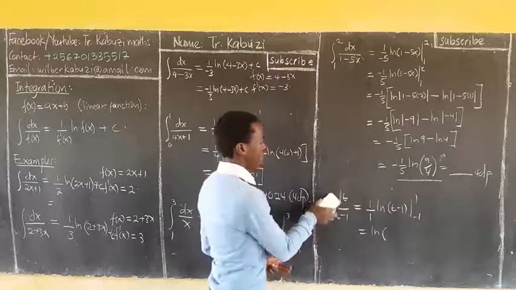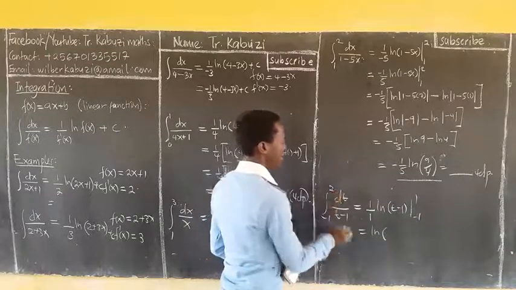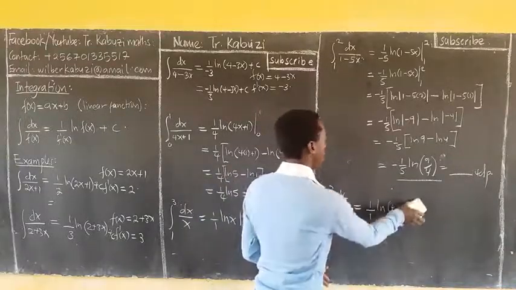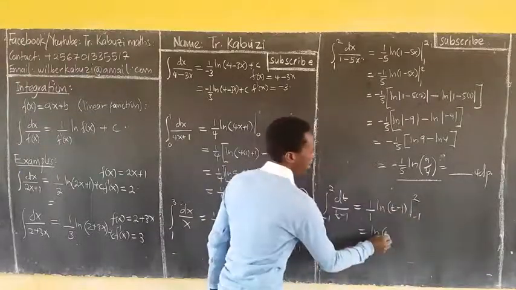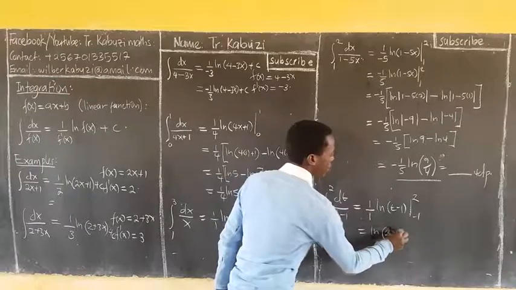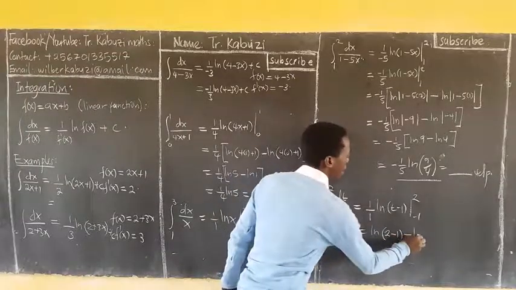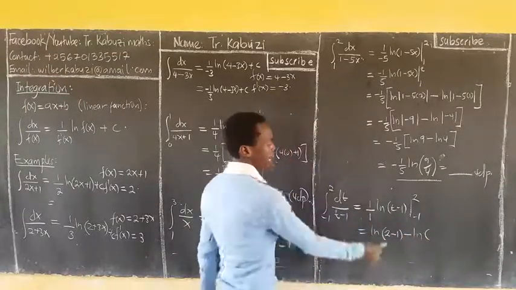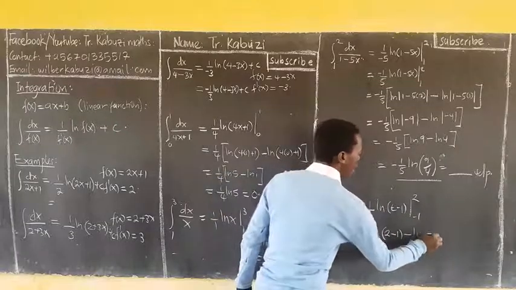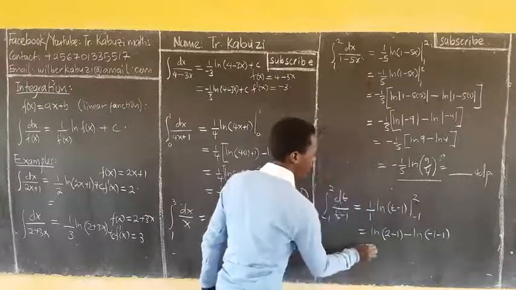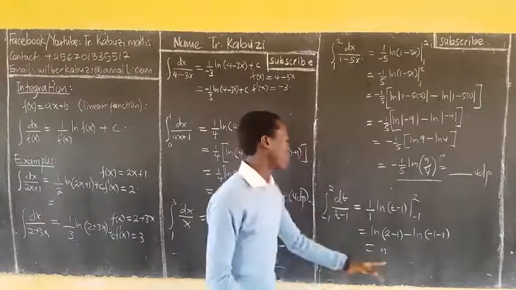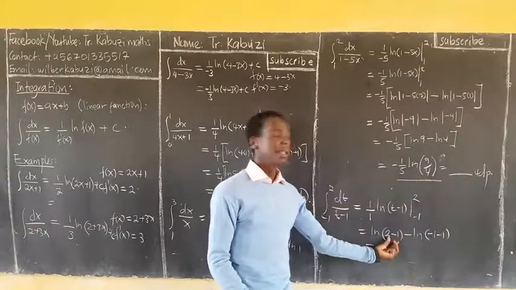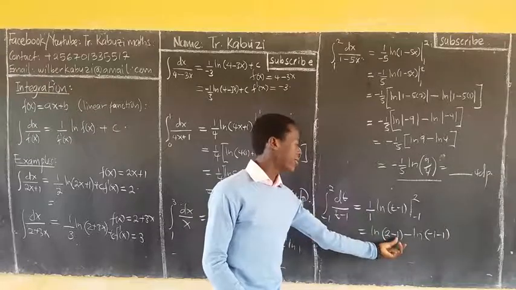Allow me to change the upper limit to be 2 so that we simplify life. So when I put in a 2, I will be adding 2 minus 1, then minus natural log when you substitute the lower limit. The lower limit is negative 1, so I will have negative 1 minus 1. So this will be natural log of 1. Here I don't introduce modulus because this one is already positive. 2 minus 1 is positive.